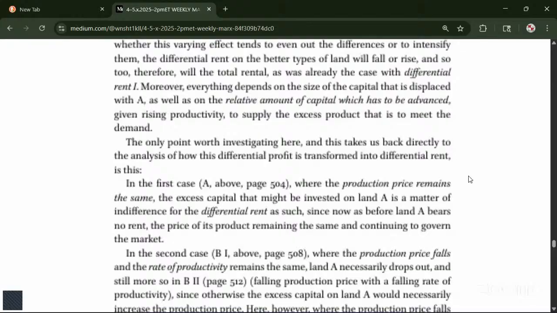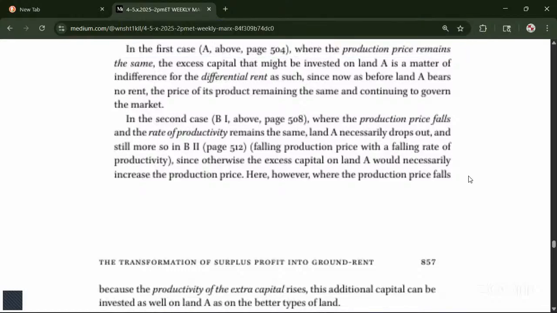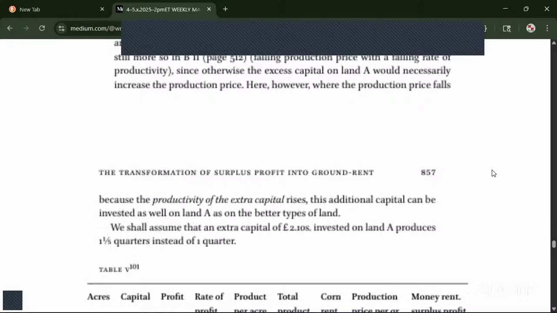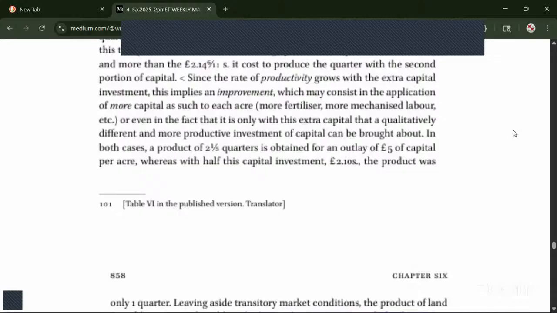Falling production price with a falling rate of productivity, since otherwise the excess capital on land A would necessarily increase the production price here. However, where the production price falls because the productivity of the extra capital rises, the additional capital can be invested as well on land A as on the better types of land. We shall assume that an extra capital of £2 10 shillings invested on land A produces 1 1/5 quarters instead of 1 quarter. This is Table 5. Footnote 101, which is Table 6 in the Engels version.